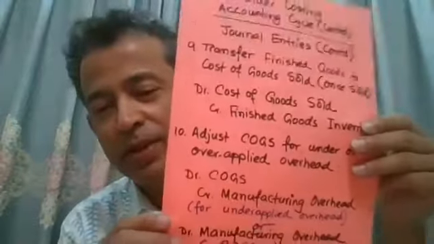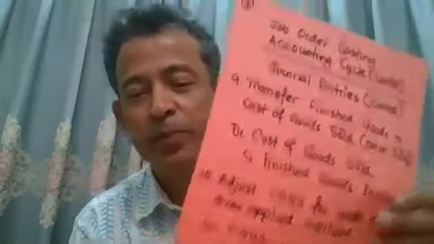So cost of goods sold is a debit item. To reduce it, you have to credit it. So credit cost of goods sold and debit manufacturing overhead. So that's our 10th step, or the last step of the accounting cycle.